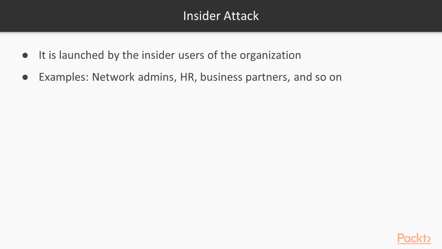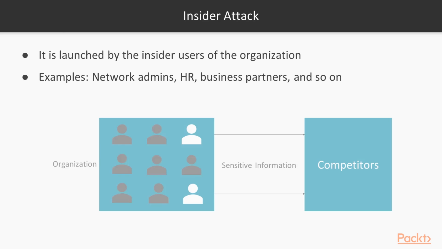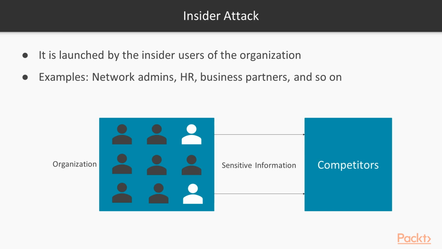These are the examples. For example, network admins providing sensitive information to the competitor of the company, or HR or business partners leaking the data. So these are examples of the users. If I talk about the process, it is very simple. On the left hand side, you can see the organization. We have different users, right? And you can see that a few of them are trying to perform an insider threat and they are sending the sensitive information of the organization to the competitor of the organization, right? So it can be launched from inside.